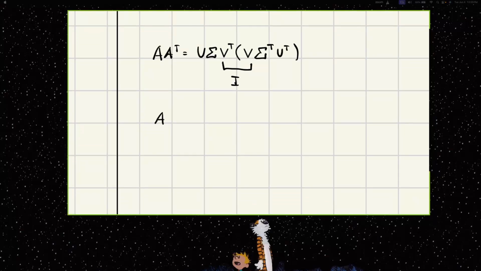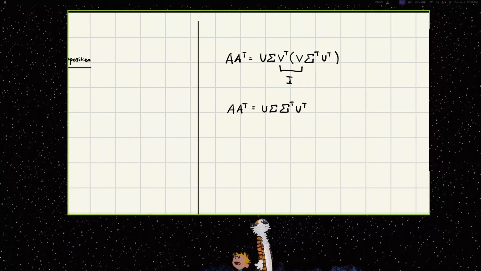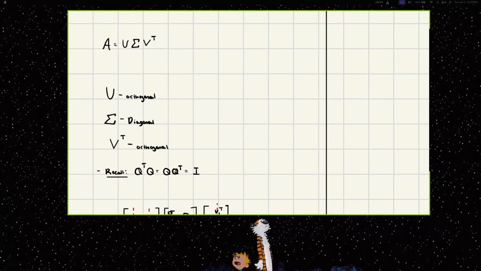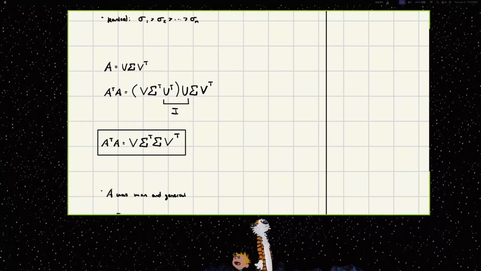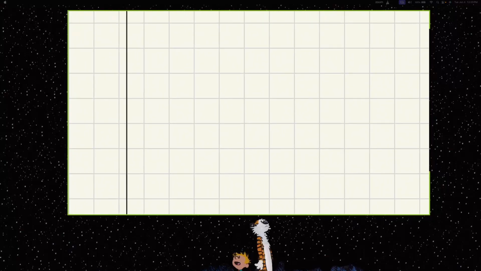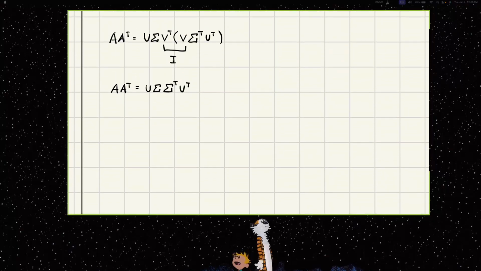So we find that AA transpose is U sigma sigma transpose U transpose. So we ended up really with the exact same form. The only difference is now that A transpose A gives us the orthogonal matrix V and V transpose, and here we get U and U transpose.